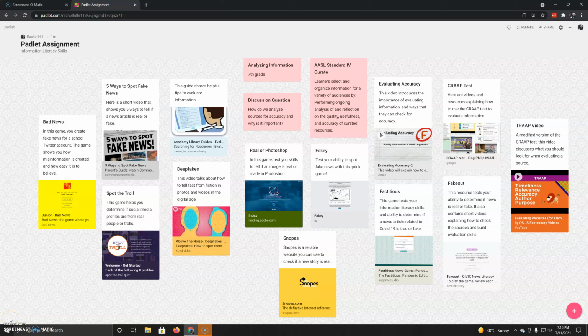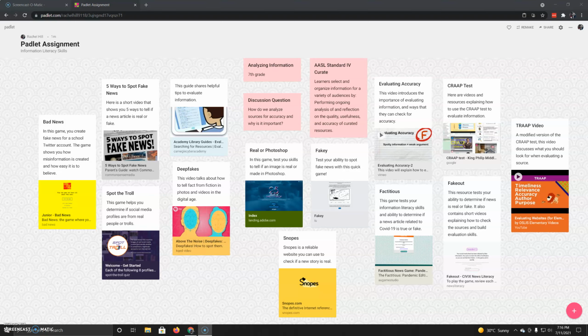Hello! This Padlet lesson is over analyzing information, and it's designed so that 7th graders like yourself can learn why it's important that we analyze information and how we can do that. By the end of this lesson, I hope that you will be able to explain the importance of using accurate and reliable sources, and that you will be able to evaluate sources for yourself to find accurate information.